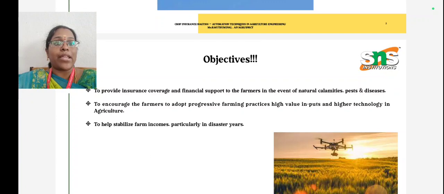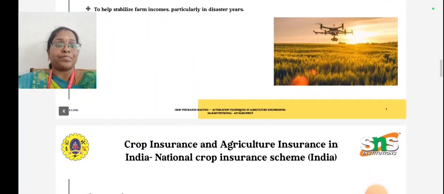It will help us to encourage the farmers to adopt progressive farming practices, high value inputs and higher technology in agriculture. It will also help in stabilizing the farm incomes, particularly in disaster years. These three are the main objectives of including crop insurance.